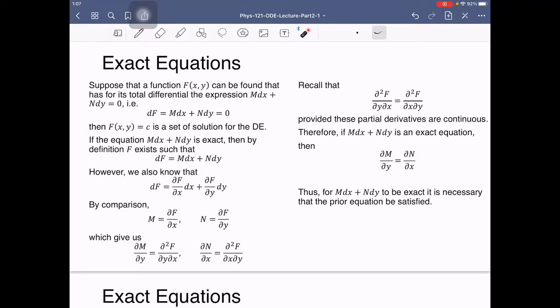So if we have a function, capital F of xy, and then can be found that has for its total differential expression. So ito yung kanina din, no? M dx and dy. So tinanggal na lang natin yung m of xy and n of xy. So in this case, alam natin this m and n depends on x and y. So then, yung value ng function natin is just a constant.